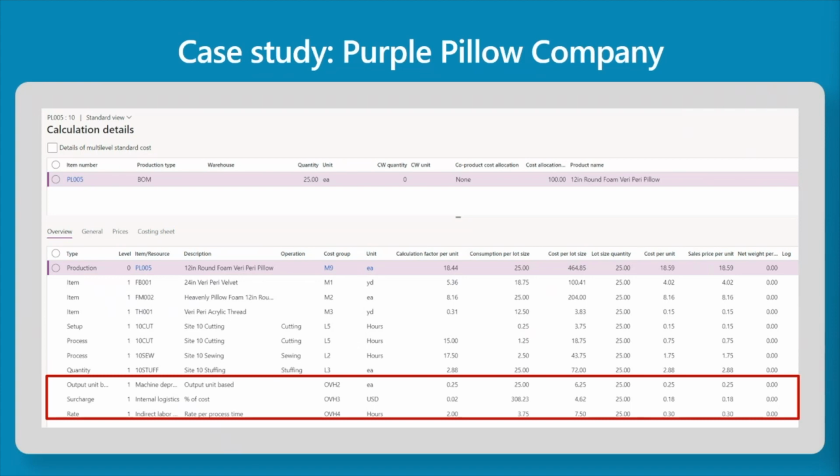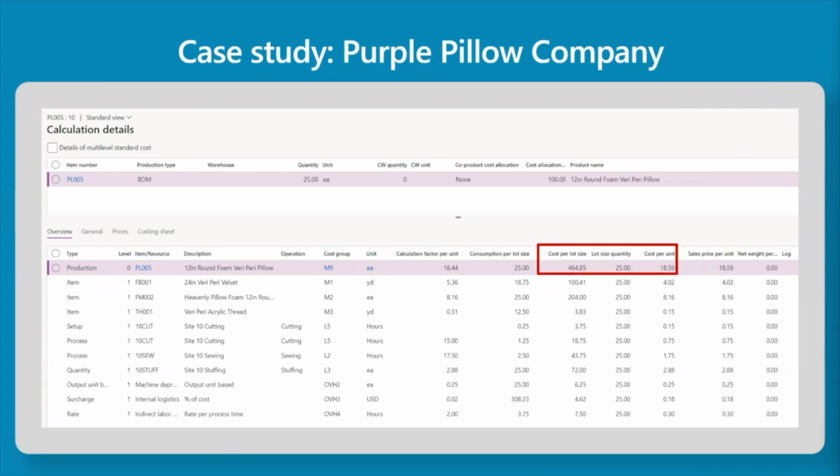The first row in the calculation for production shows our total cost for our lot size of 25, which is $464.85, and the unit cost is $18.59 for our standard cost.